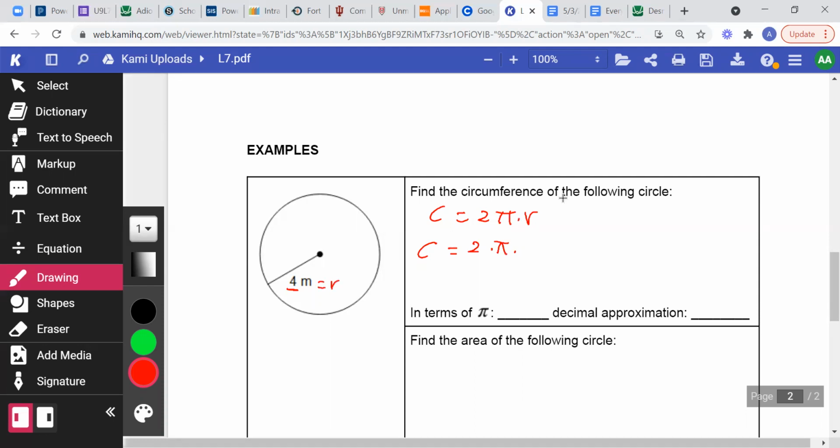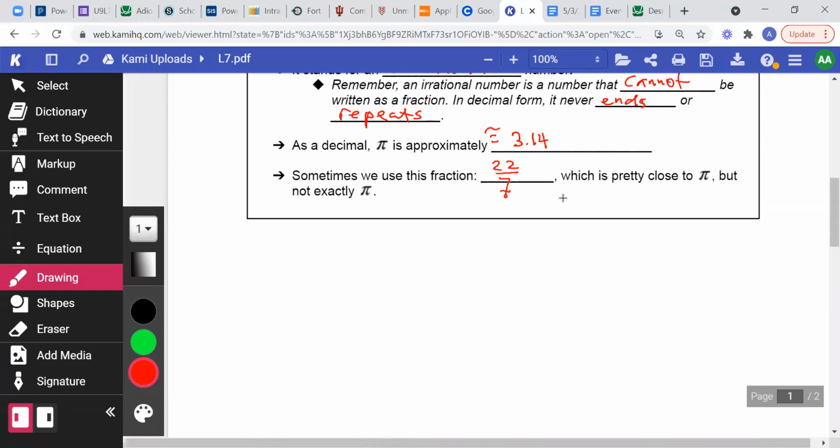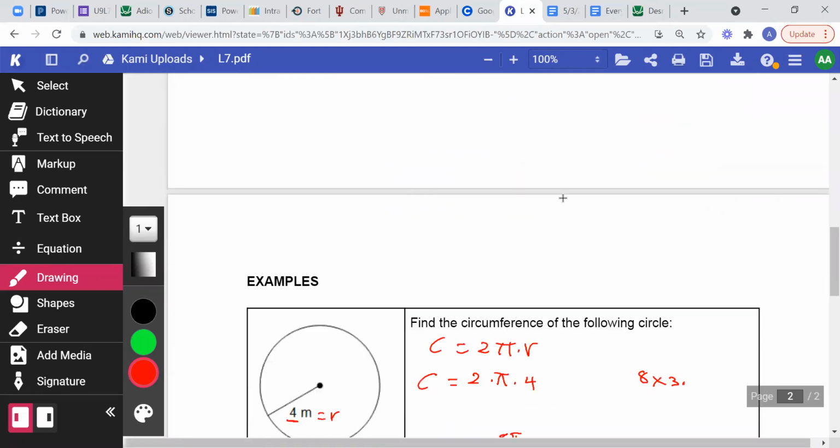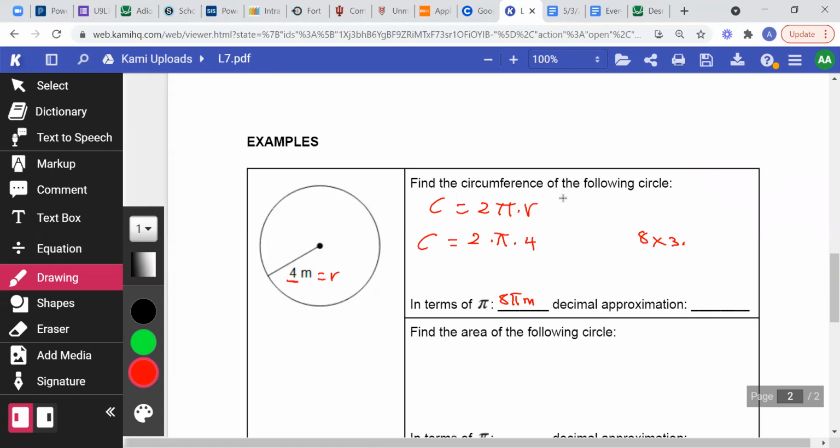So here you replace r by 4. And then what is 2 times 4? So here in terms of pi, it's going to be 8 pi meters. And the decimal approximation, what will it be? For the decimal approximation, we just decided to take pi as 3.14. So you're going to say 8 times, instead of pi, put 3.14. And what is 8 times 3.14?